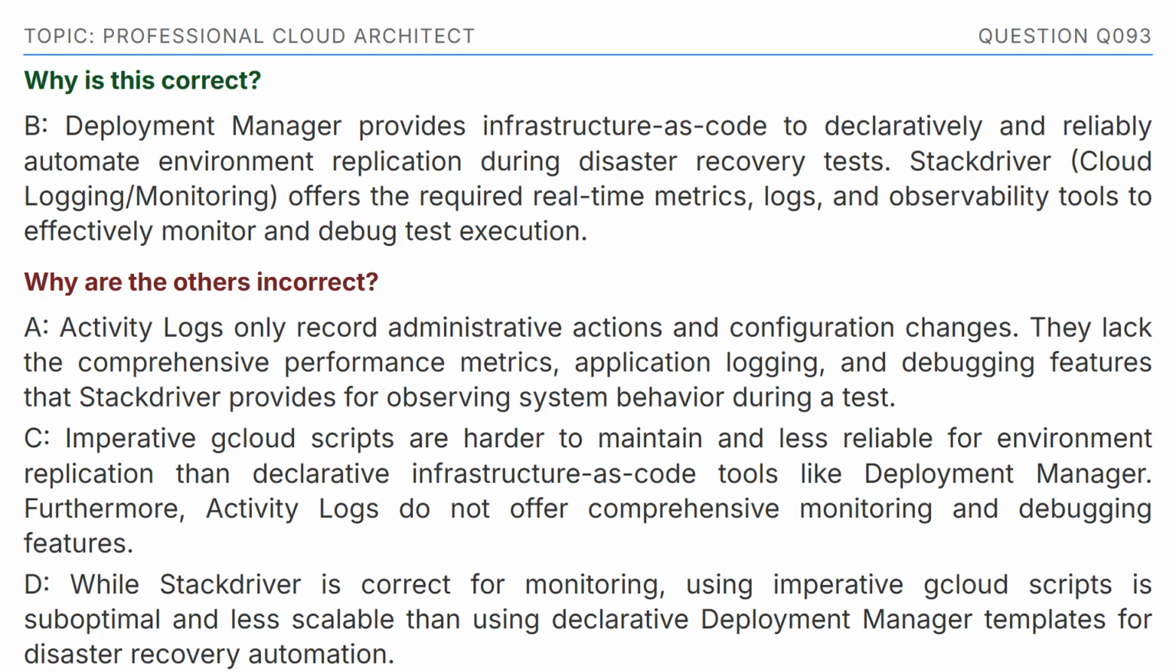Why are the others incorrect? A. Activity logs only record administrative actions and configuration changes. They lack the comprehensive performance metrics, application logging, and debugging features that Stackdriver provides for observing system behavior during a test. C. Imperative cloud scripts are harder to maintain and less reliable for environment replication than declarative infrastructure as code tools like Deployment Manager. Furthermore, activity logs do not offer comprehensive monitoring and debugging features.